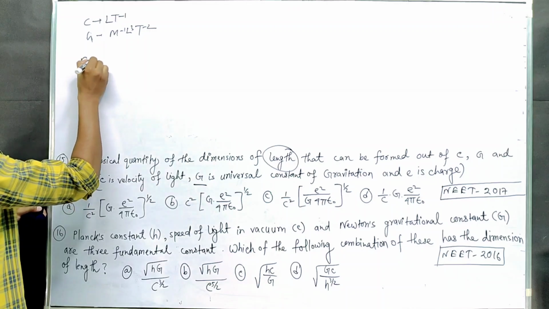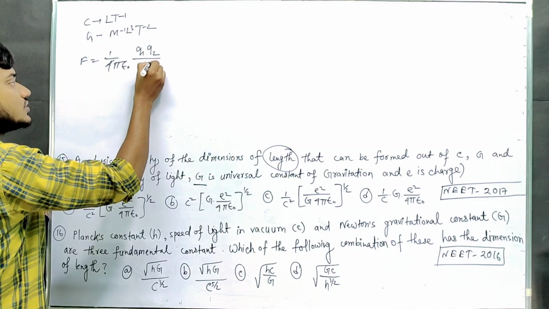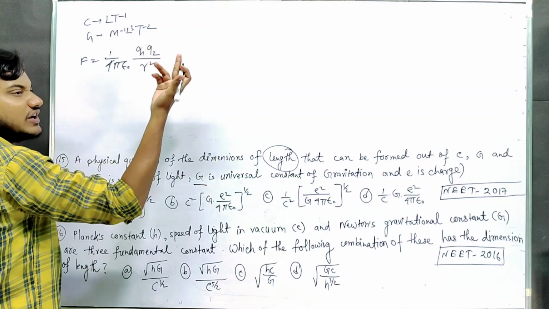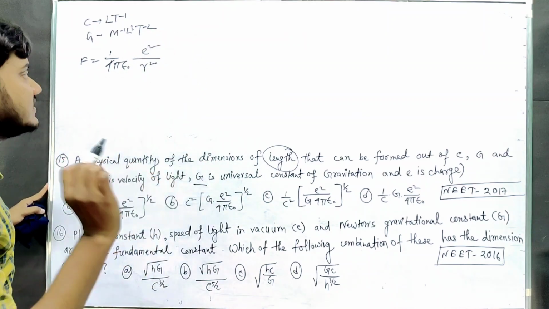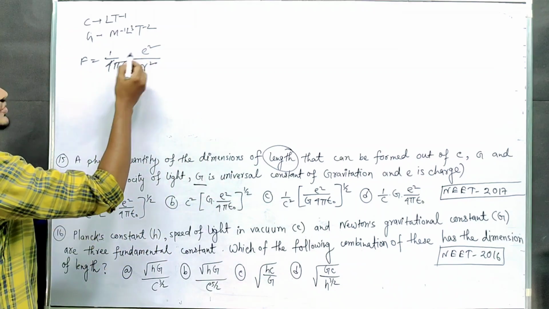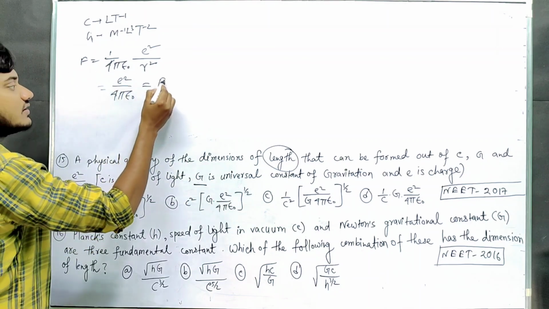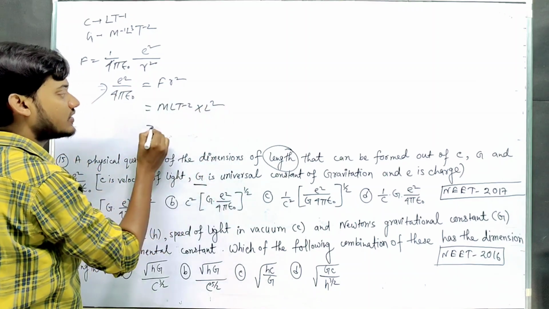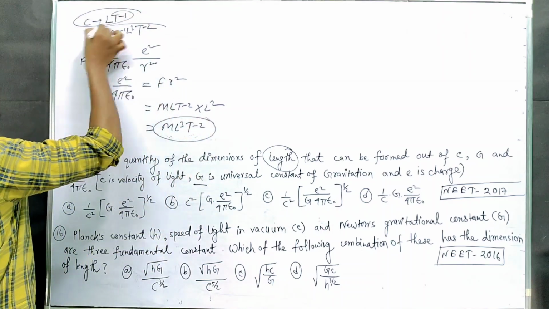How can we write it? We know F equals 1 by 4 pi epsilon naught q1 q2 by r square, Coulomb's law. Here q1 q2 are charges, let's say E and E, charge of electron or anything, so we can write E square. Now we have to find the dimension of E square by 4 pi epsilon naught. So E square by 4 pi epsilon naught would be F into r square. Yes or no? F means MLT inverse 2, r square means L square, so we can write ML cube T inverse 2. Okay, so we have found 3 dimensions.